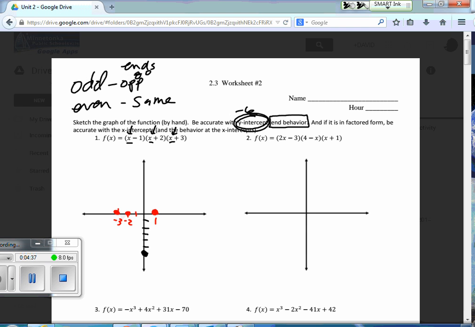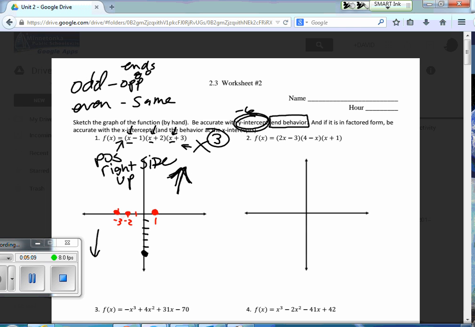So then the lead coefficient would be a positive 1. Since it's positive, that means the right side is up, so I know it has to end going up. And since it's odd, remember it's x to the third, since this is an odd one, they have to be going opposite directions. And if it's up on the right, it must be down on the left.